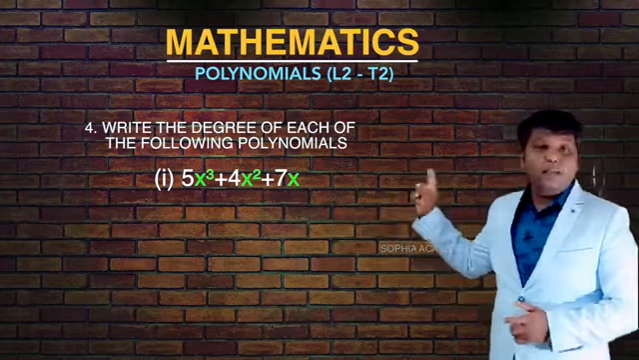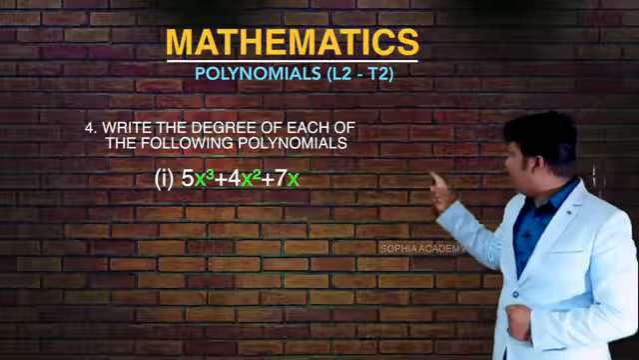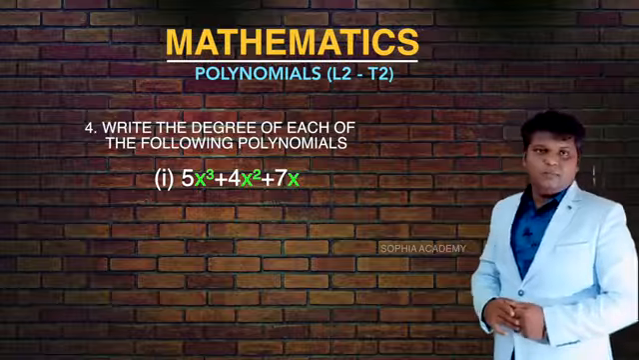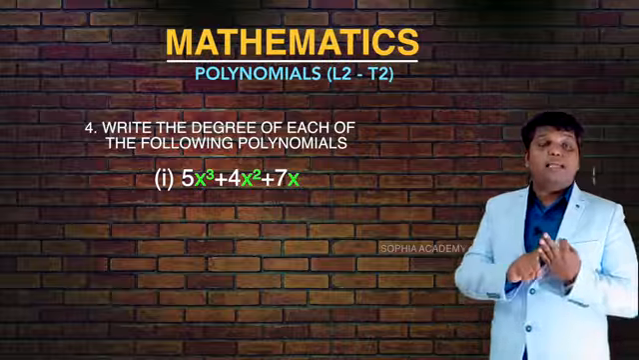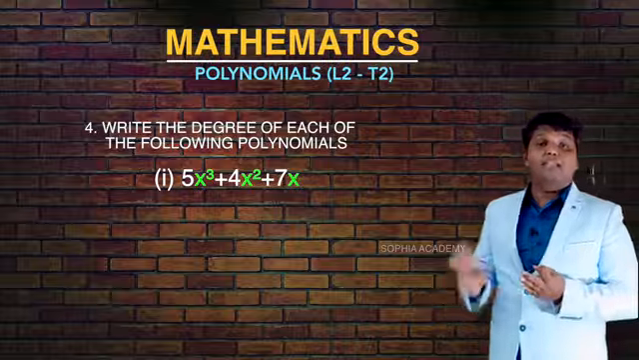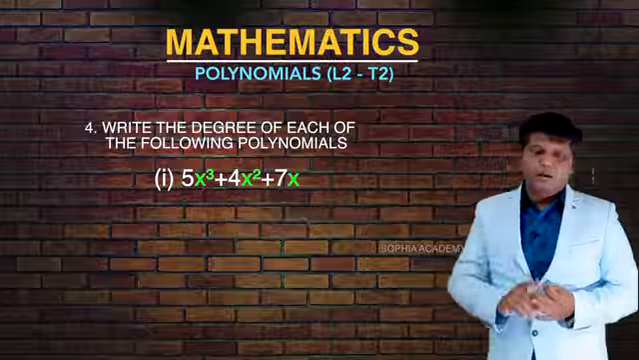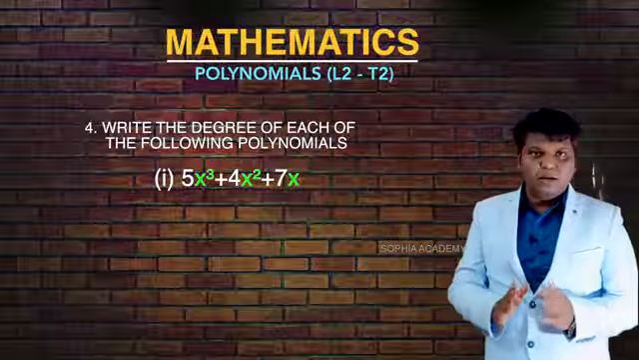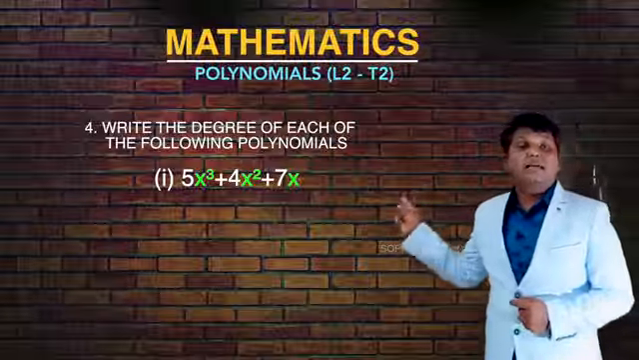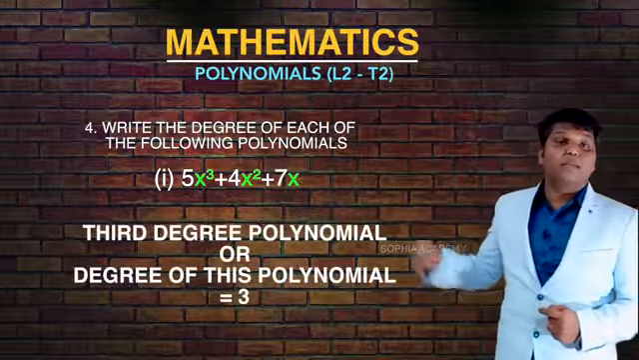Just focus your eyes on the variable part: x cube, x square and x. X cube means the highest power is 3. X square means the highest power is 2. X means the power is 1. Which one is bigger? X cube is bigger. So we will say this is a third degree polynomial, or the degree of this polynomial is 3.